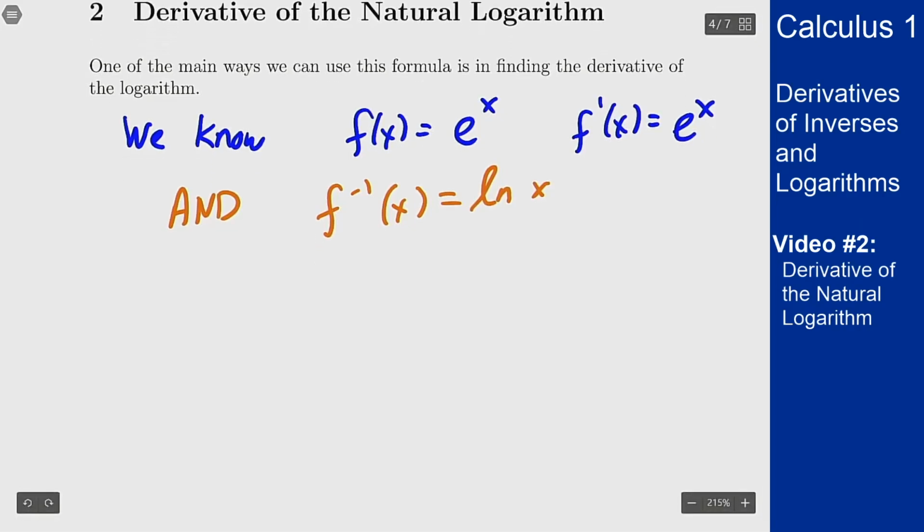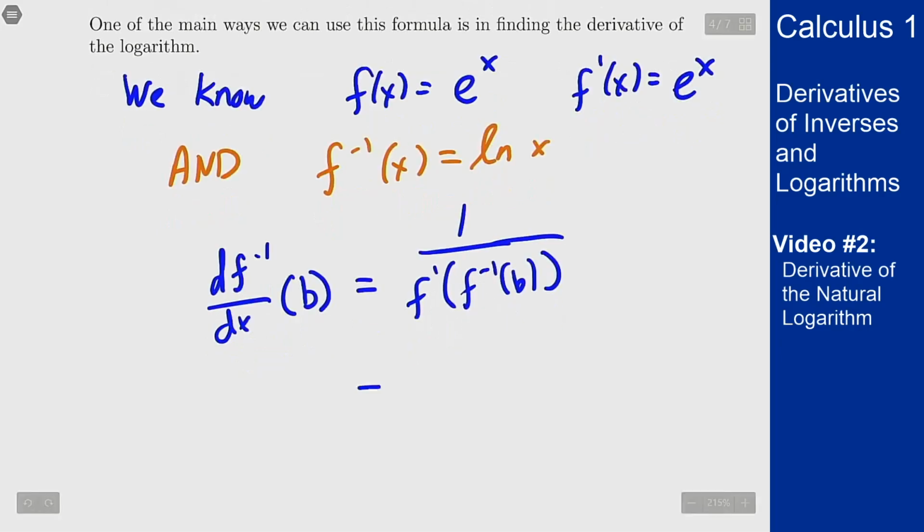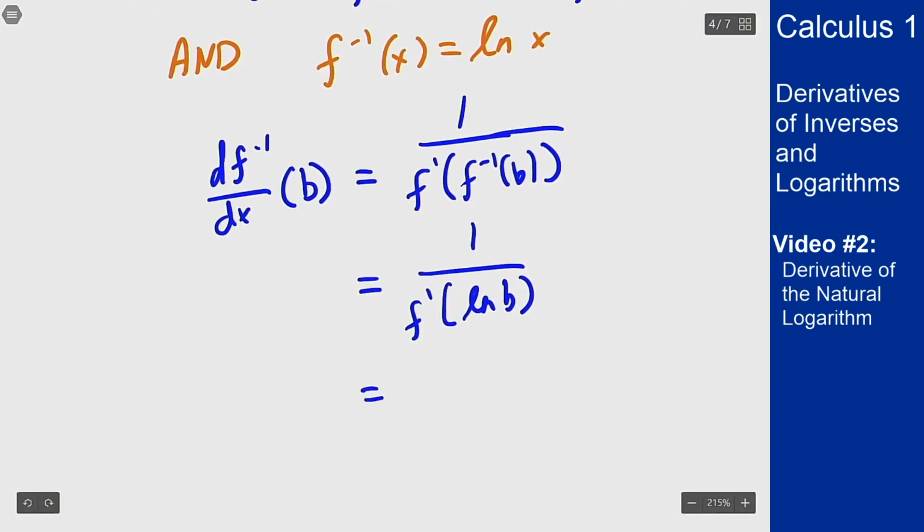Well, our formula tells us that the derivative of f inverse at some point b is going to be 1 over f prime at f inverse of b. F inverse of b is just log of b. This is 1 over f prime at log of b. I can then plug log of b into my f prime, which is also e to the x. This is 1 over e to the log of b. Well, e to the log of b is just b because they're inverse functions. This is 1 over b.